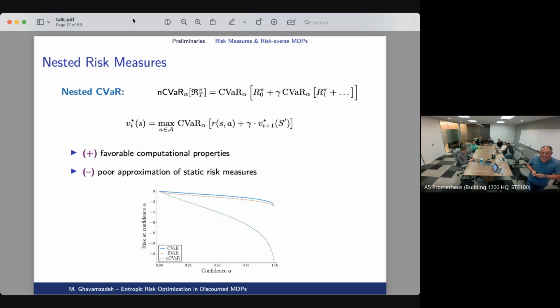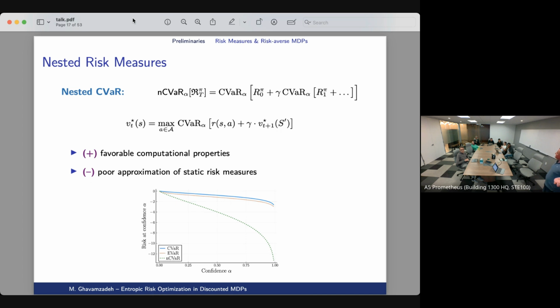As I said, the favorable property is the computational property, because then you can write everything, like expectation, as a dynamic program and Bellman equation. The bad thing is it can be a very, very poor approximation of the static risk measure. For example, the blue is the CVaR of the return. The green is the nested CVaR of the return at different confidence levels. If your goal is just to look at the entire return and the randomness of that, this could be a very bad surrogate. So it's a trade-off.